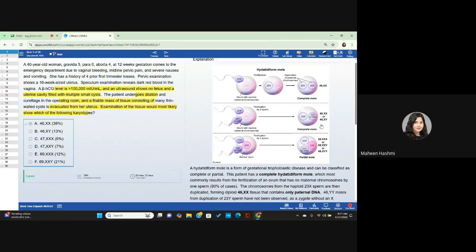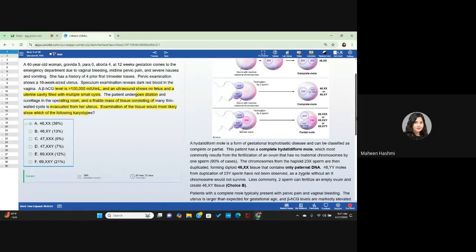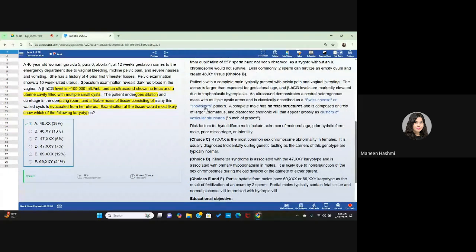All right. So we know that moles are divided into complete mole, partial mole, and invasive mole. They can even turn into something called choriocarcinoma. A complete mole is basically an empty egg that's fertilized by a single sperm, and the sperm then duplicates its DNA. That is why we have the formation of 46,XX. 46,YY is not compatible with life, and that is why you don't see it in the answer options here. It results in a snowstorm appearance on the ultrasound.